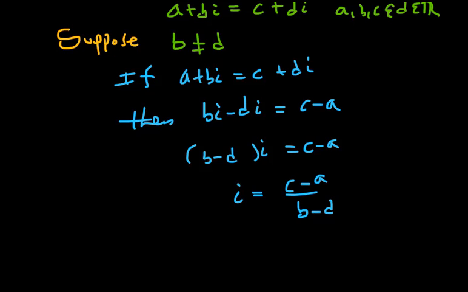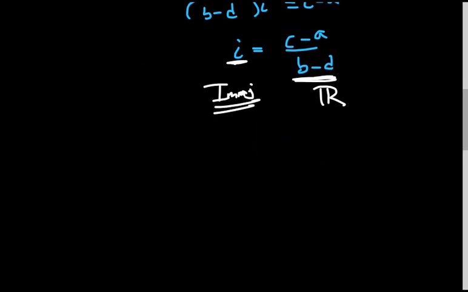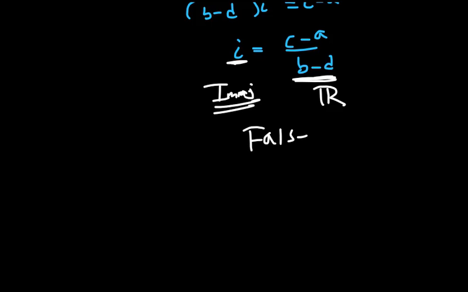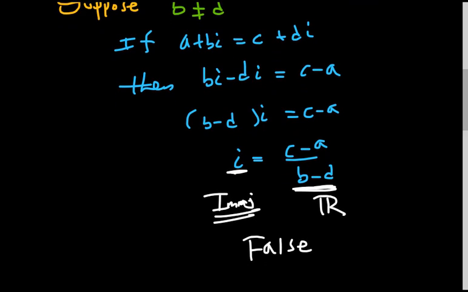So let's compare the right-hand side and the left-hand side. In this case, this one is definitely a real number. Therefore the left side must also be a real number, but in this case it is not. This is an imaginary number. Therefore, since the left side and the right side are not equal, this is definitely false, which means our supposition is wrong.